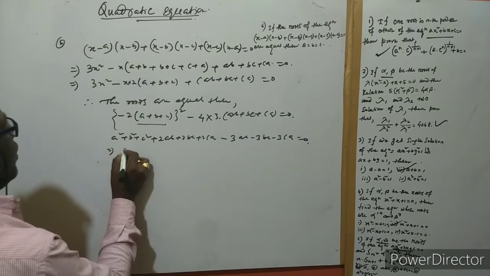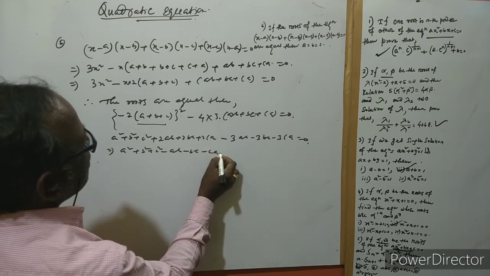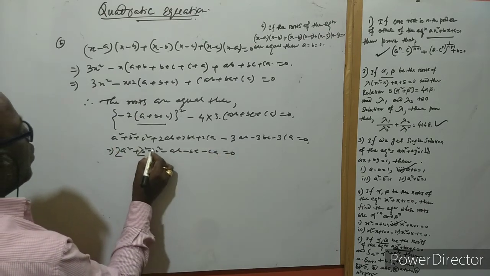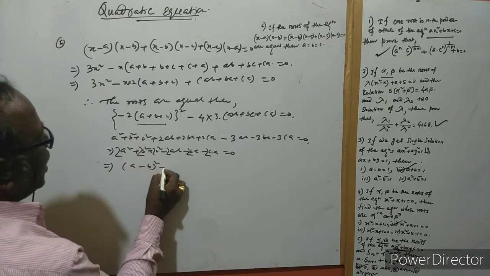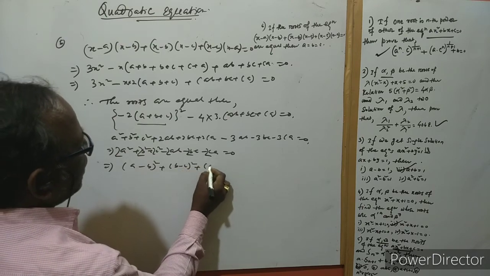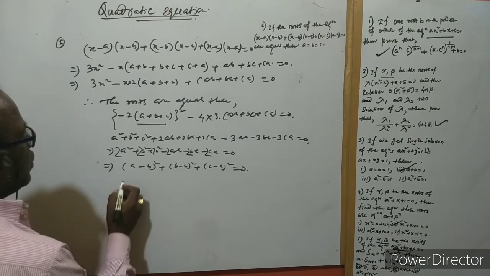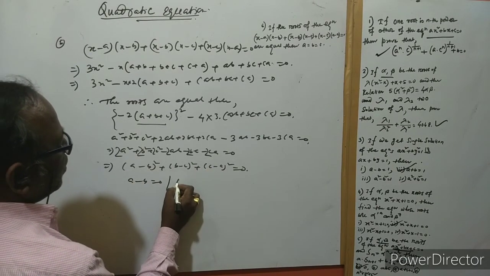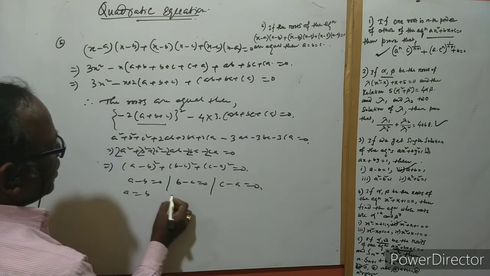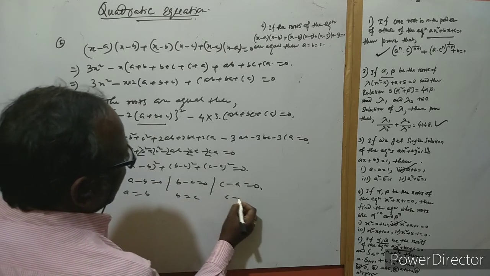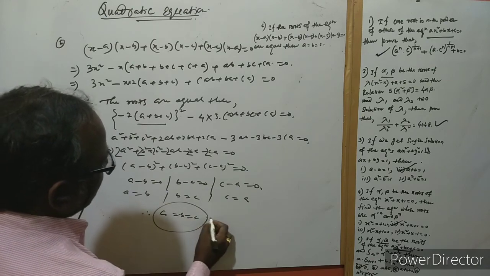So now A square plus B square plus C square minus AB minus BC minus CA equal to 0, and multiply by 2. Then we get A minus B whole square, B minus C whole square, and C minus A whole square. As the sum of three squares is 0, we can easily write A minus B equal to 0, B minus C equal to 0, C minus A equal to 0. So we have the relation A equal to B, B equal to C, and C equal to A. So we can write A equal to B equal to C when the roots are equal.